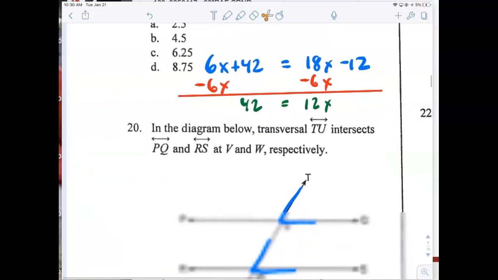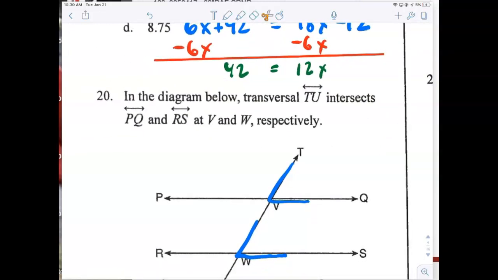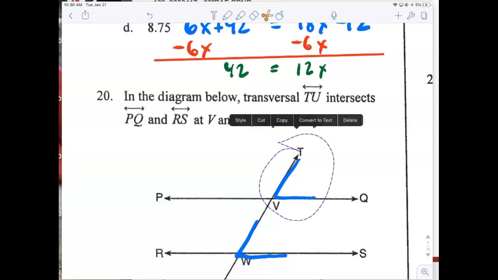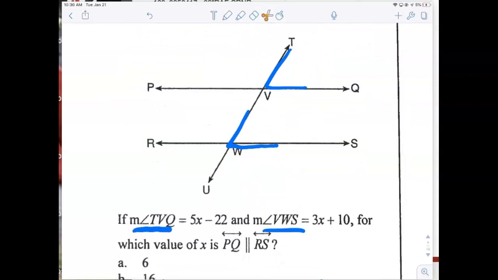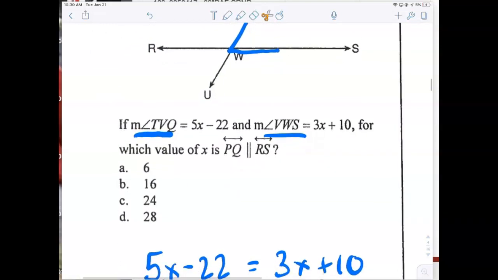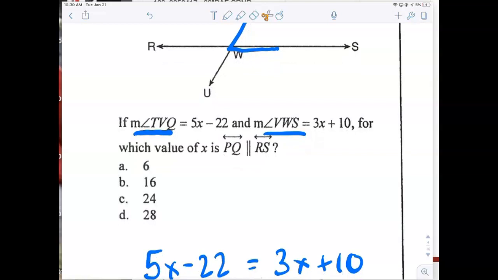Now, number 20 is a very similar question, but now we have corresponding angles, and yet they're still acute, they're still the same size. So the algebra is the same as the question above. They are still equal to each other. So you would set 5x minus 22 equal to 3x plus 10, show your work there, and you end up with x being equal to 16.